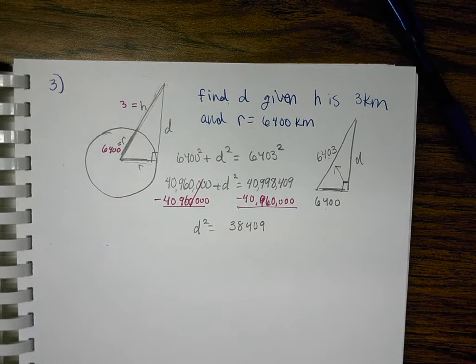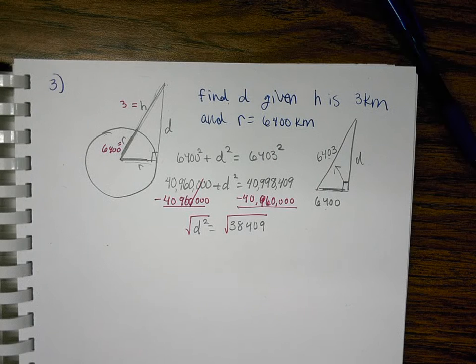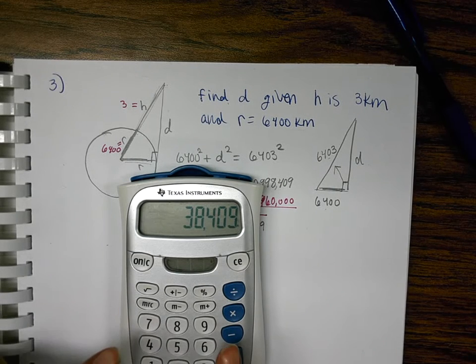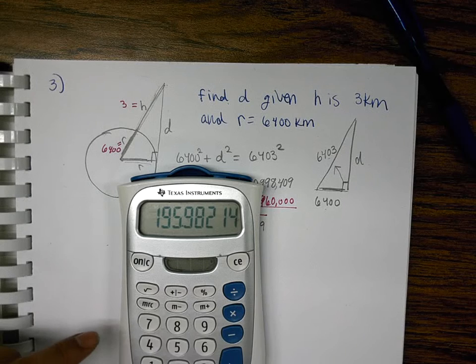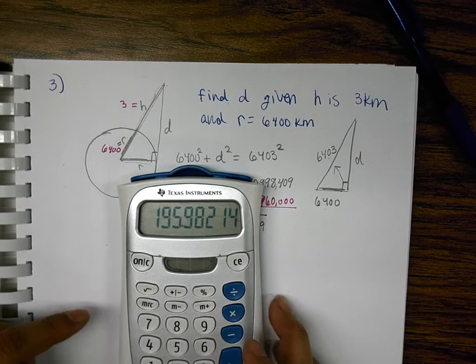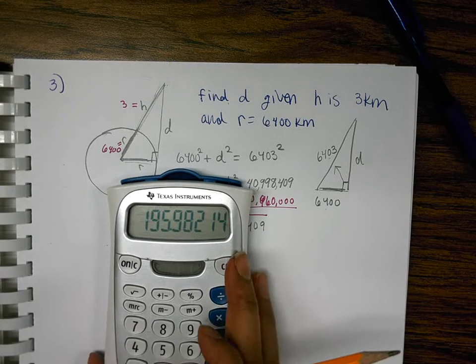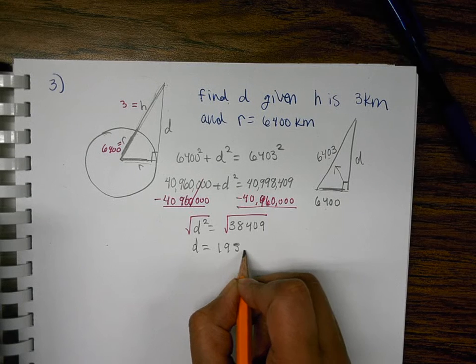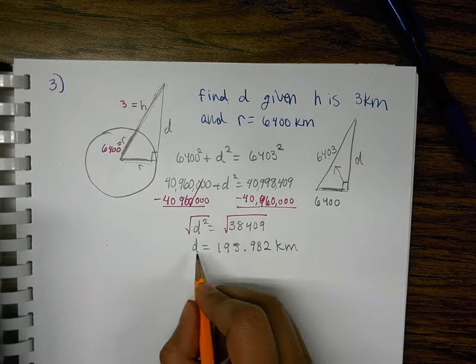38,409. And we're going to do what to both sides? Square root, and we're just going to plug that in our calculator and get a decimal answer. We're not going to break it down and take the pairs out. Leave this in your calculator, hopefully you still have it, and just hit your square root key, and let's round to 3 decimal places. So that is D equals 195.982.